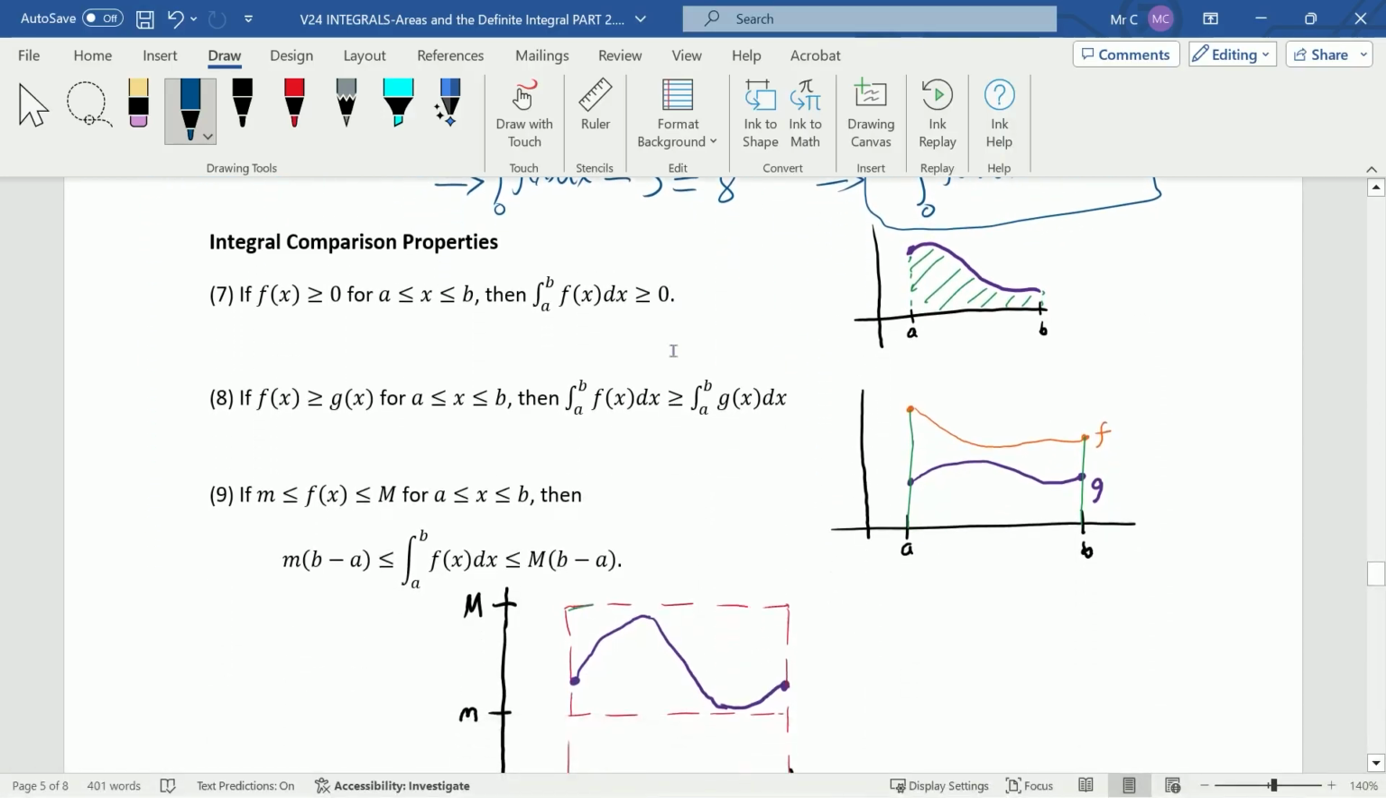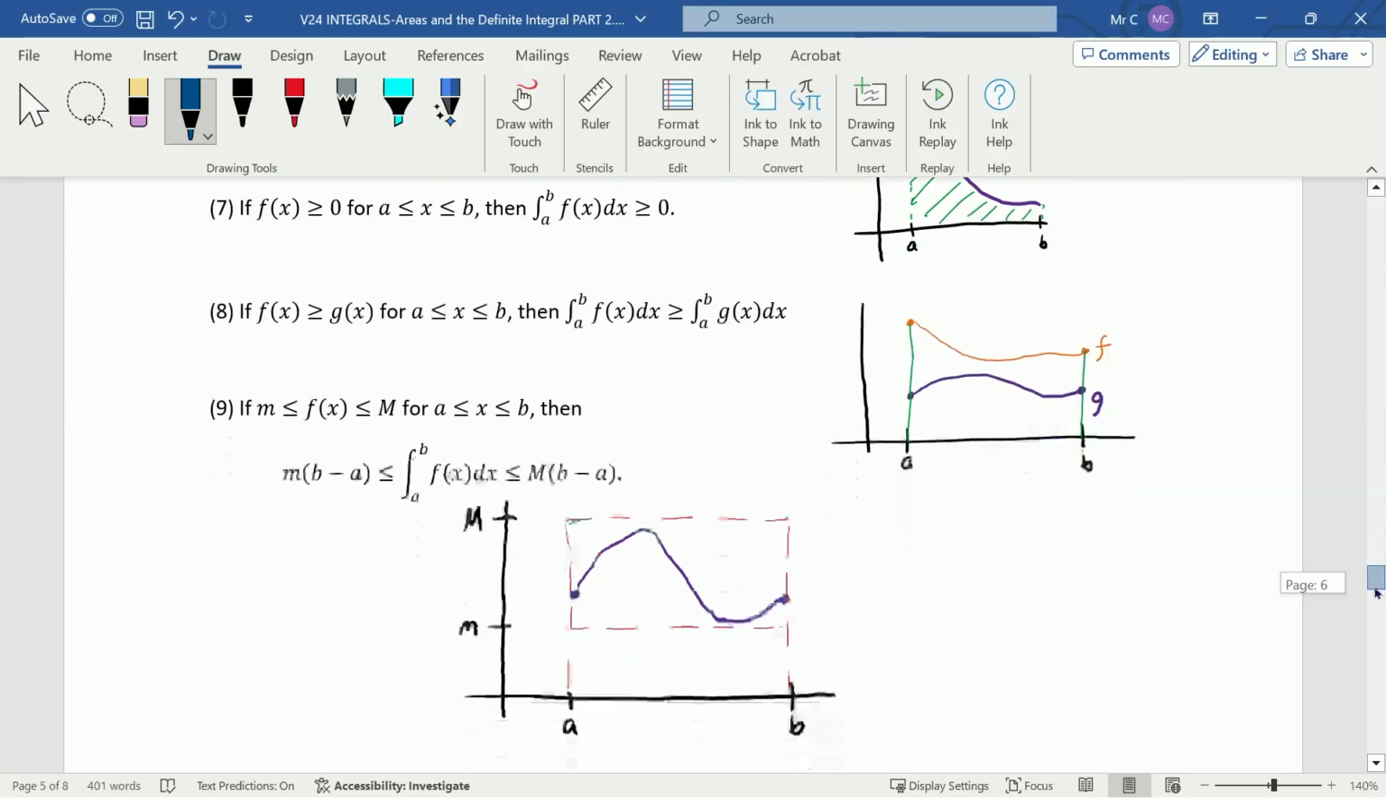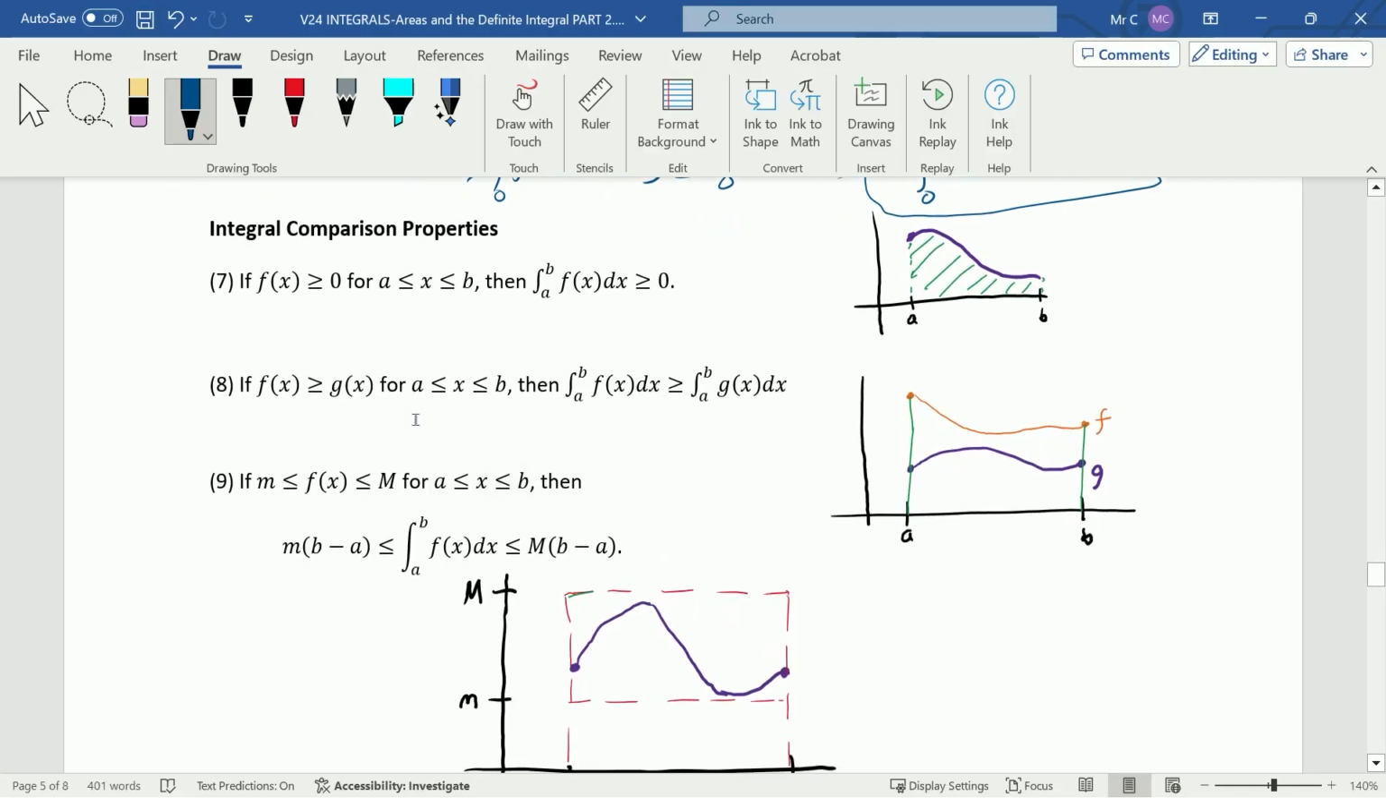Okay, so sort of one more big topic here, and then we're going to do just an extra problem or two. But here we have the integral comparison properties. So these are pretty straightforward for the most part. If f of x is strictly positive or 0 on an interval, then the integral is positive. That should make sense. All of the function's area is above the x-axis, so the whole thing should be positive.